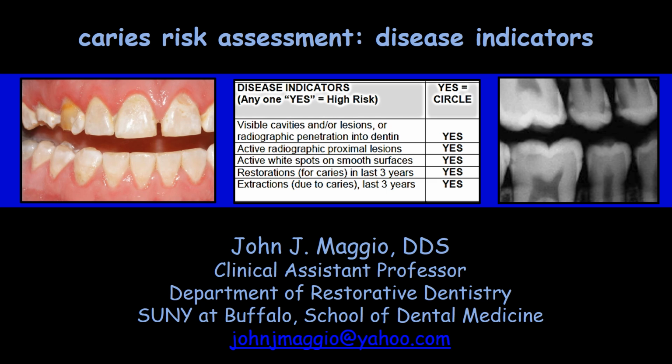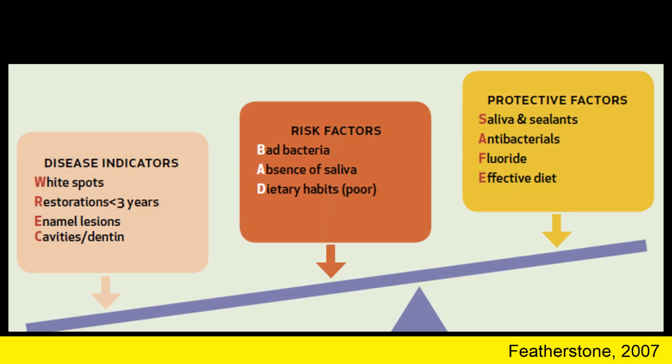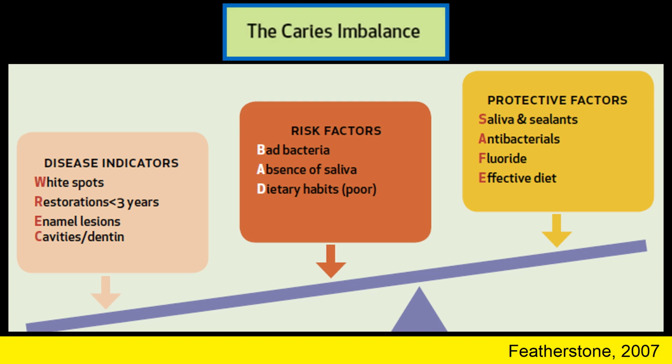Now we can begin to look at how to assess a patient's risk of getting new lesions. One year after Dr. Featherstone published the concept of the caries balance, he published the concept of the caries imbalance. This paints a picture specifically of a patient who has the disease. Notice that the fulcrum has shifted quite a bit to the right, which will make the disease hard to balance.